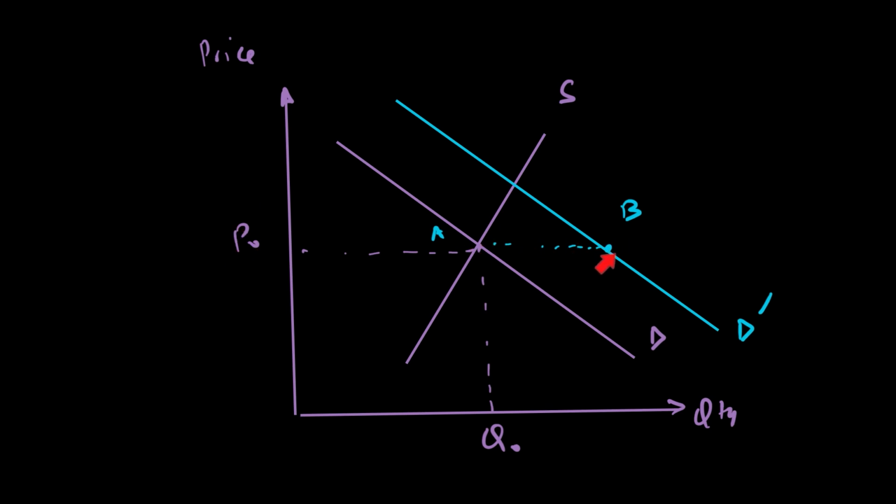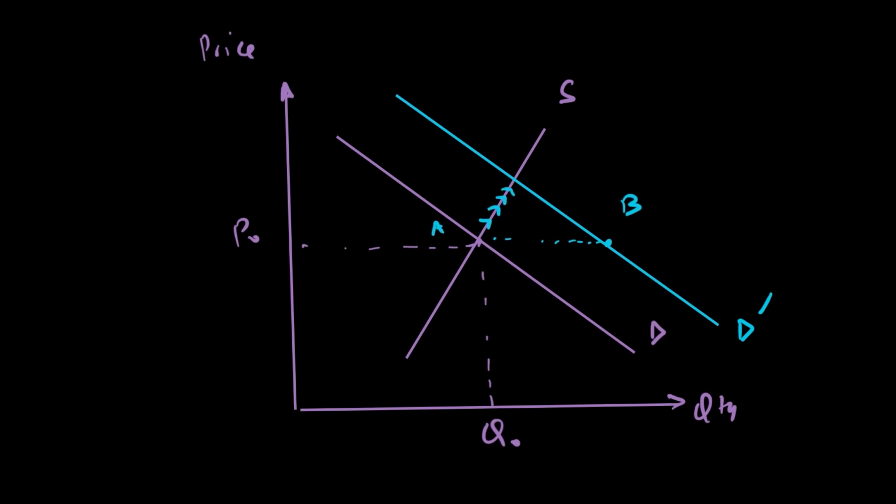And this shortage will lead to what we call an upward pressure on prices. So there will be an upward pressure on prices. The prices of this good will start to rise. And as the price starts to rise, you will see that producers will be encouraged to produce more. At the same time, consumers will find that the price is going up and they will start to buy less of this good.